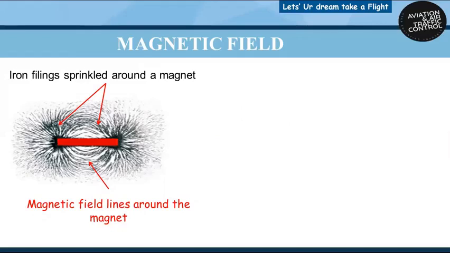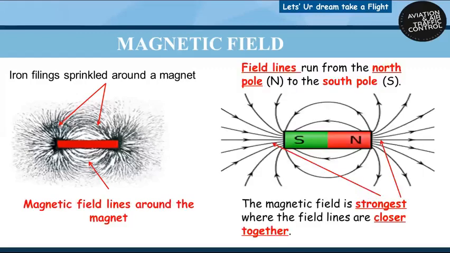If we spread iron filings near a bar magnet, the iron filings are able to align themselves in different curved lines. These curved lines are magnetic field lines. Magnetic force lines are imaginary lines which start from the north pole and move towards the south pole. The magnetic field is strongest where the field lines are closest. The magnetic field lines are closer to each other at the poles. Thus, the field is strongest at the poles.